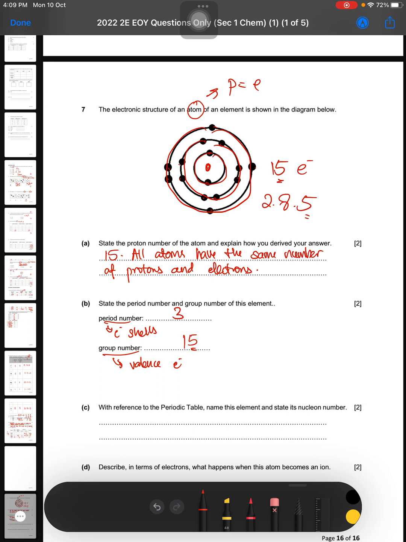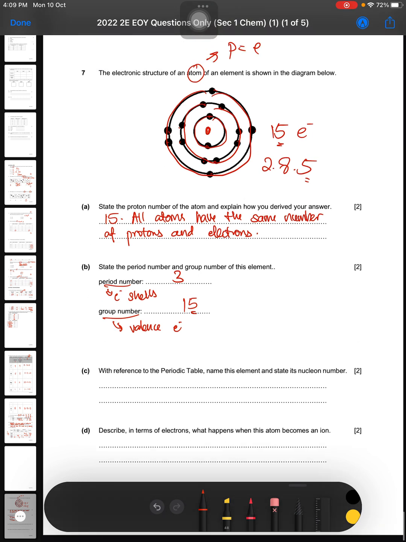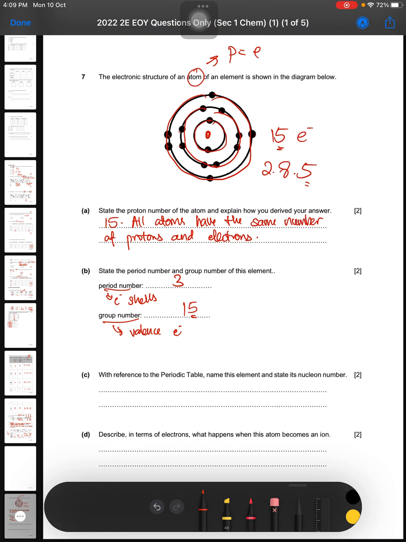Okay, with reference to the periodic table, name this element and state its nucleon number, right? So if I'm not wrong, 15, it should be phosphorus. They want the name, right? Wait, how come it's not moving anymore? Oh dear, my pencil is not working suddenly. Maybe it ran out of batteries. But all right, I think it's pretty straightforward.